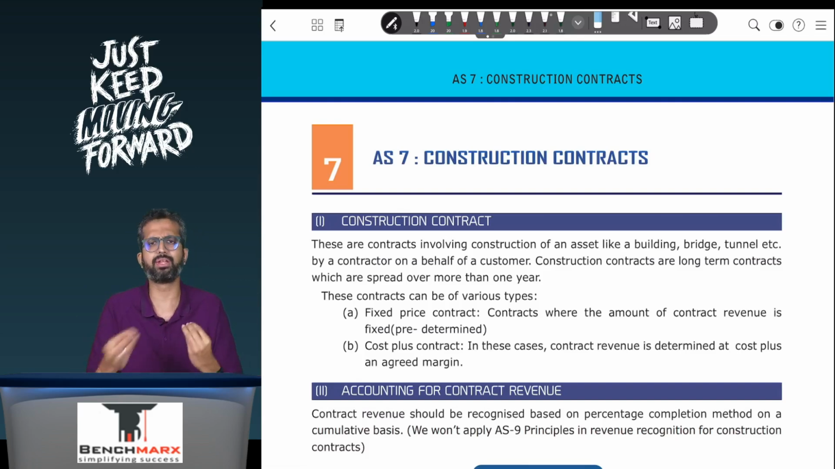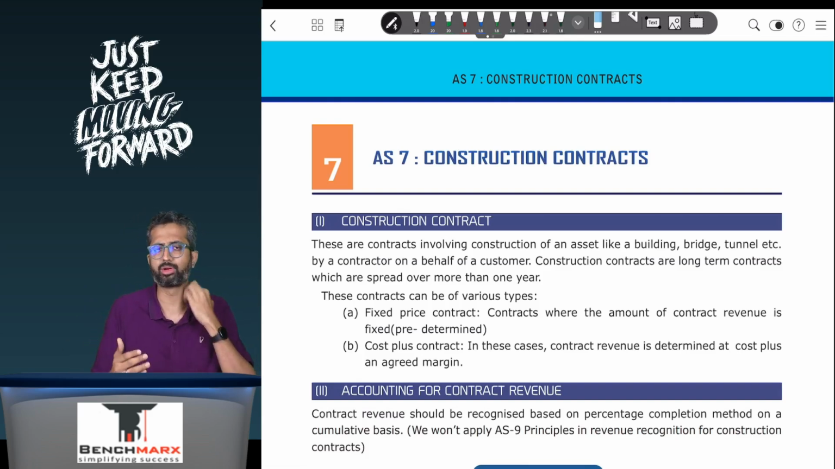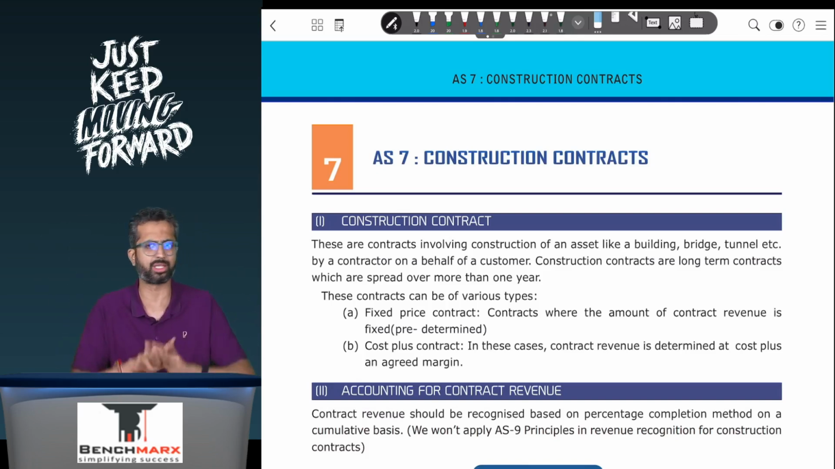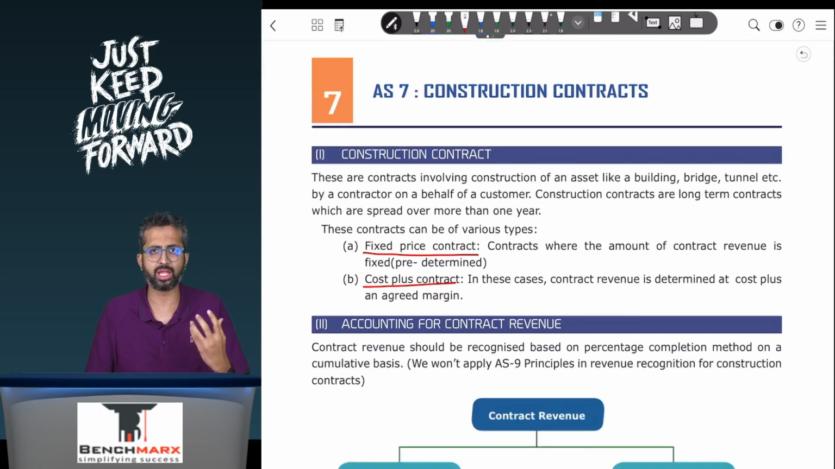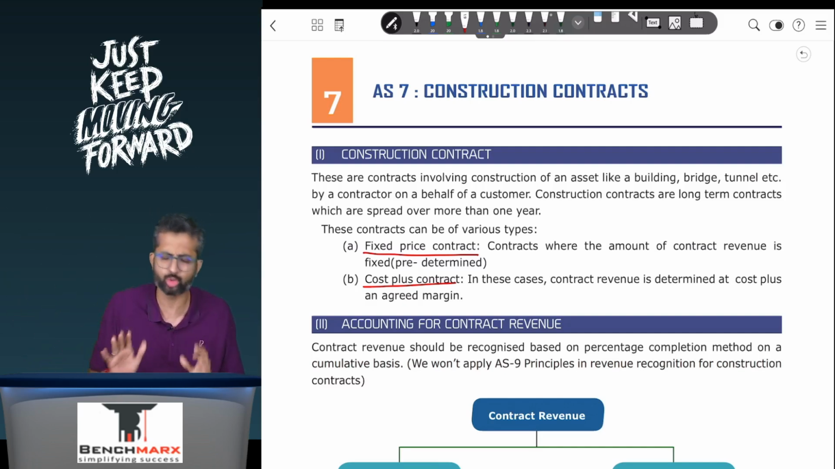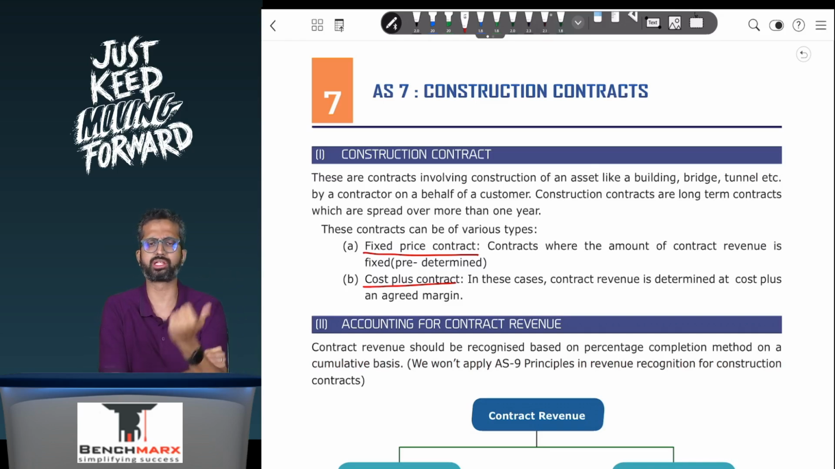Now AS7 mentions that there are two types of contracts. One is a fixed price contract where we say that we'll construct the bridge and the government says that they'll pay us 10,000 crores. Fixed price contracts, or there might be something called a cost plus contract where we don't know exactly how much the cost would be. So because it's a very complex arrangement, we say that whatever is the cost incurred, and you can get that audited, whatever is the cost incurred plus a profit margin, let us say of 10%. So that is a cost plus contract. Either of these types of contracts, accounting will be done as per AS7.